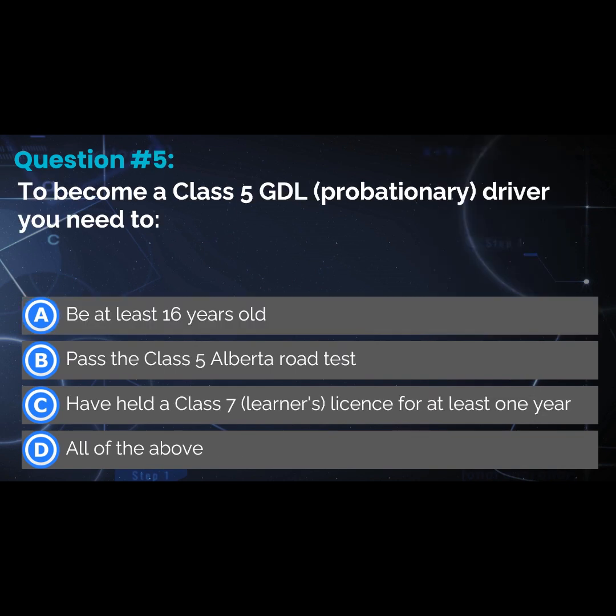Question 5. To become a Class 5 GDL probationary driver, you need to A. Be at least 16 years old. B. Pass the Class 5 Alberta road test. C. Have held a Class 7 learner's license for at least 1 year. D. All of the above. The correct answer is D. All of the above.